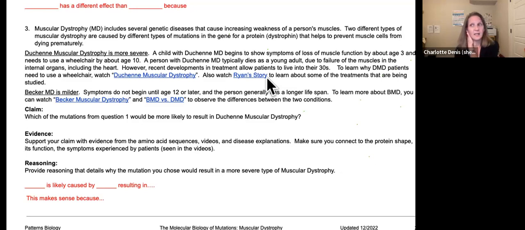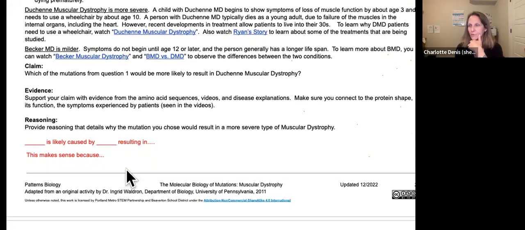they write a short CER about which mutation from page 1 is more likely to cause the more severe form of the disease. So you can assess that just for the CER writing, right? Can they take evidence and use it to support a claim and provide some science behind that as reasoning?